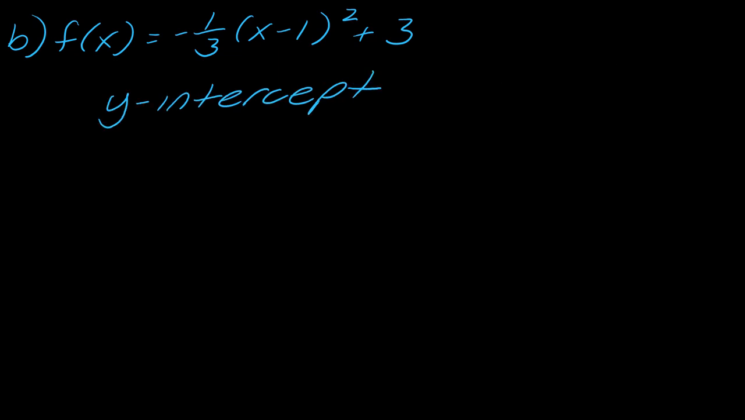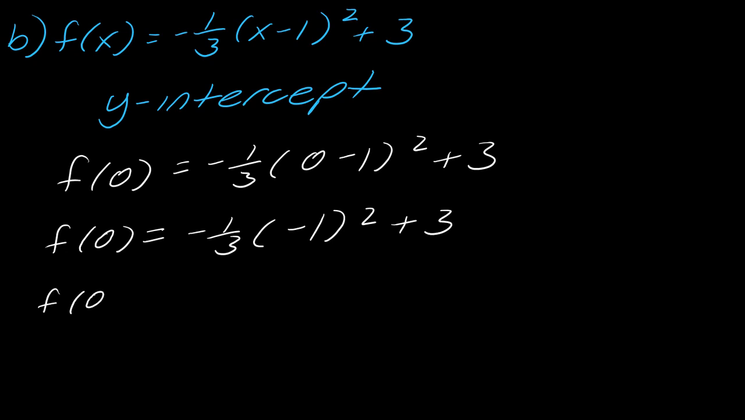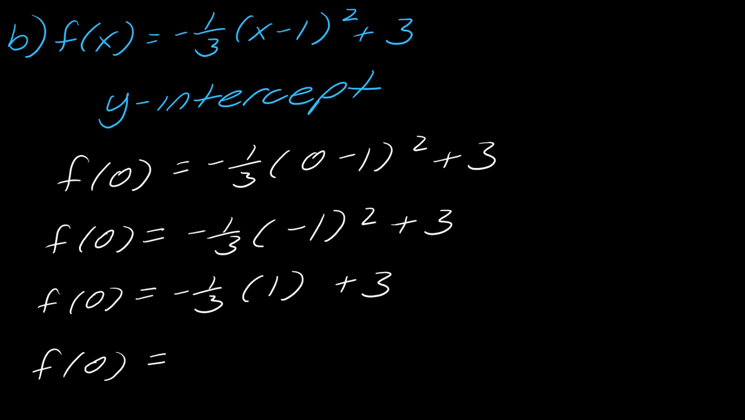And now for my y-intercept, I'm going to plug in 0 into this. So this becomes -1/3 times 0 minus 1 squared plus 3. So let's just kind of follow through on this. So I have f of 0 equals -1/3 times -1 squared plus 3. So this will become -1/3 times 1 plus 3. And so now I'm going to have to deal with the fraction, not the end of the world. So what I need to do is convert 3 into a fraction that's over 3. So 3, remember, 3 is over an invisible 1.